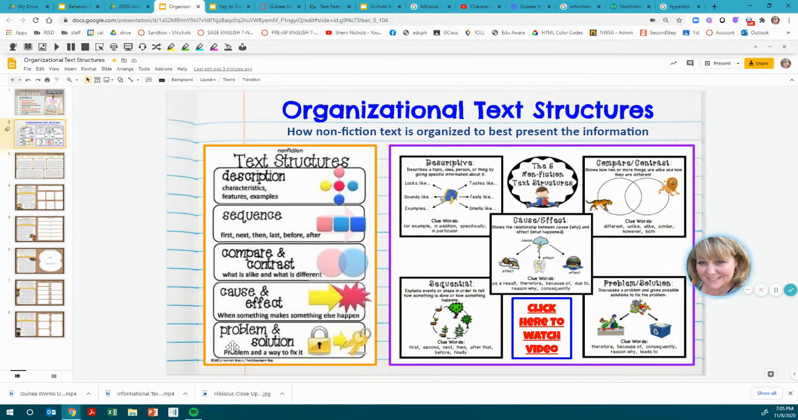And the last organizational text structure is problem and solution. So with problem and solution, it discusses a problem and gives a possible solution or possible solutions to fix the problem. So something like the problem could be there's a lot of trash on the side of the road. The solution is, okay, so people go out and they pick up the trash. Or the solution also could be they put it in a recycling bin, and so that they recycle all of this garbage. Clue words would be therefore, because of, consequently, reason why, leads to, etc.